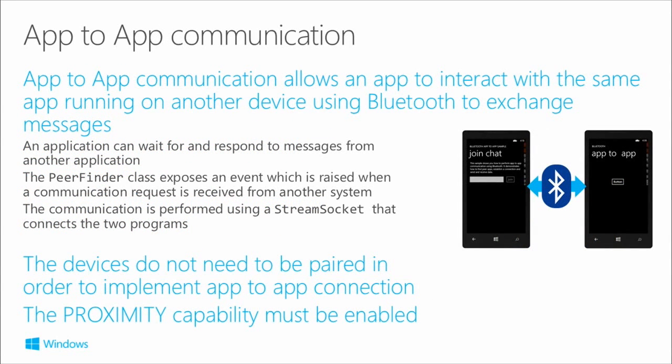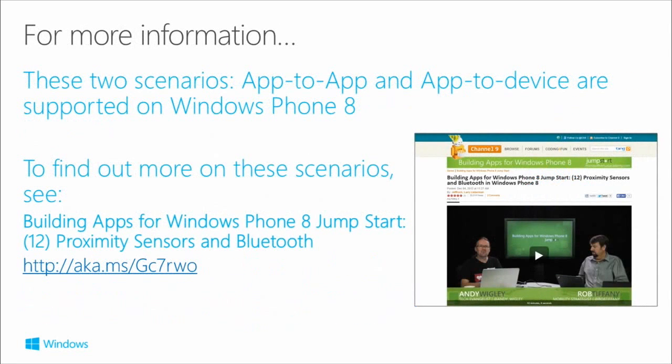App to app is interesting because you use this peer finder class, with the apps running on 2 devices, and then one app can start searching for an instance of itself running on a nearby device. When it discovers it, events fire and they can set up a connection between them. With this one, the devices do not need to be paired. You still need the proximity capability. These have been in since Windows Phone 8, so I'm not going to talk any more about them.